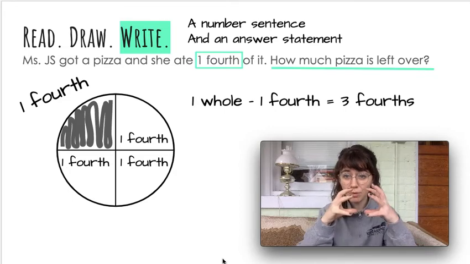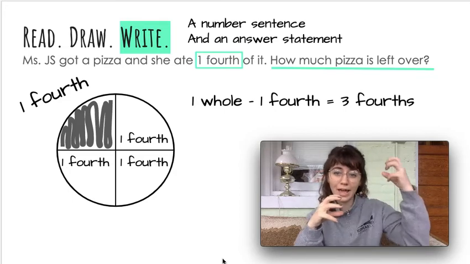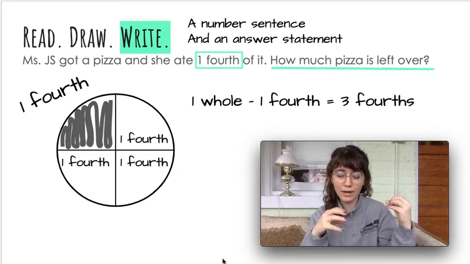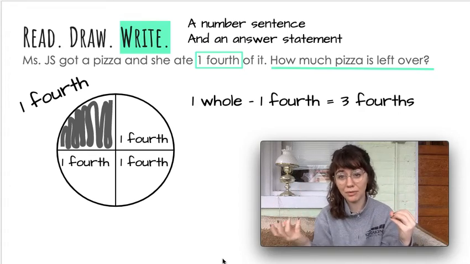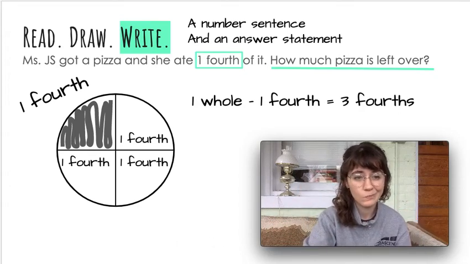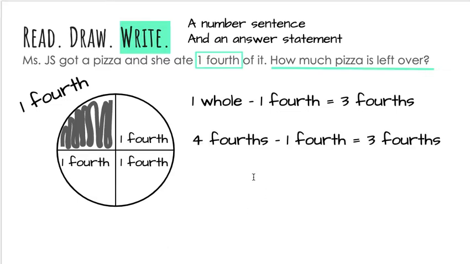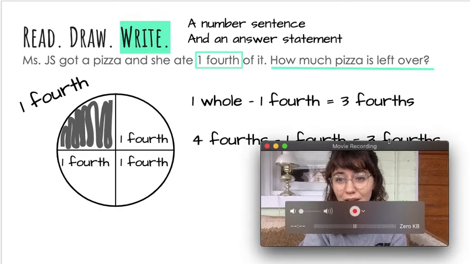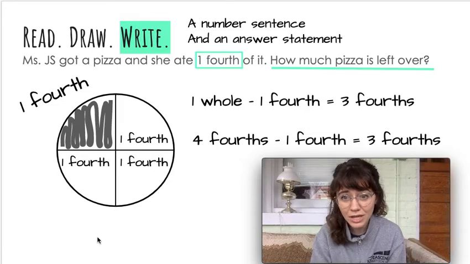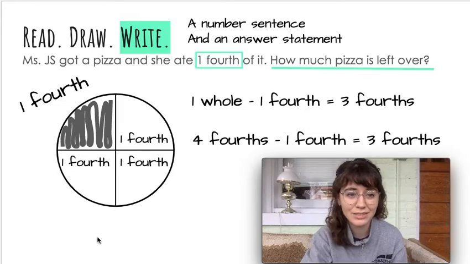I started off with 1 whole, then I took away one part that was 1/4, and then I'm left over with 3/4. Or I could write, I started with 4/4, I took away 1/4, and I had 3/4 left over. Both of those ways of writing that number sentence are totally correct and make sense with my picture.